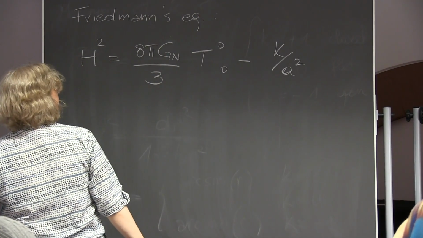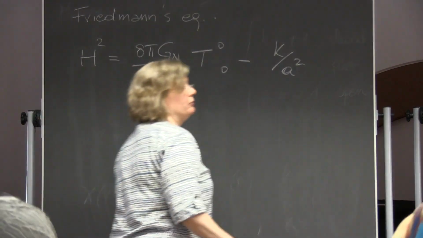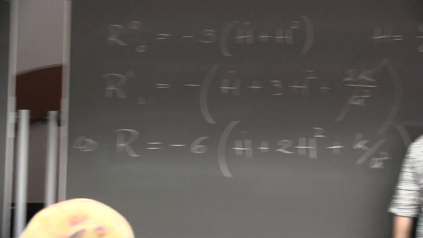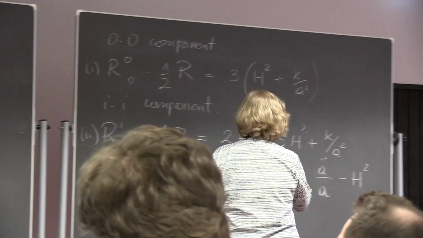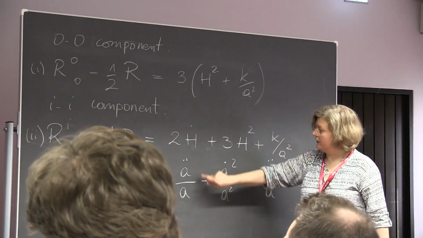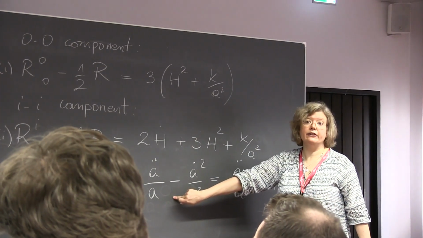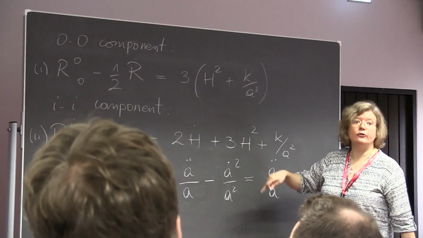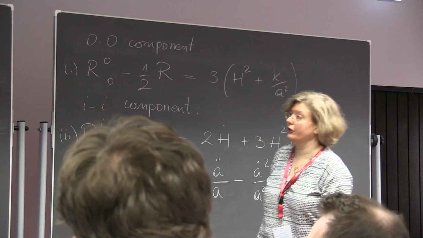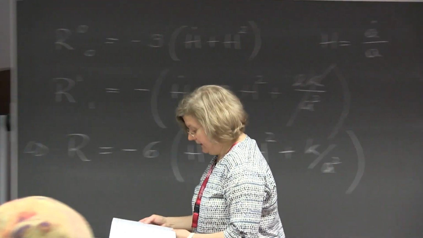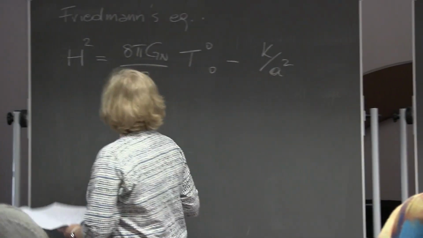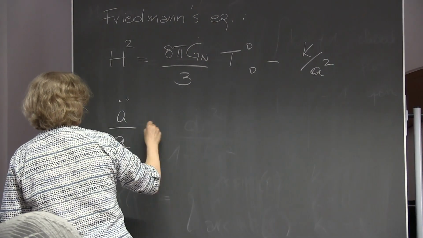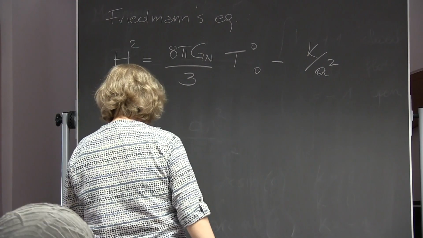And then, of course, I can use instead a combination of the diagonal pieces here. And as you see here, I can rewrite H dot as a second derivative of a. And I can combine in such a way to get rid of the H square, in this case, using the first equation. And in that sense, then, I obtain an equation for a double dot over a, which is equal to the following.